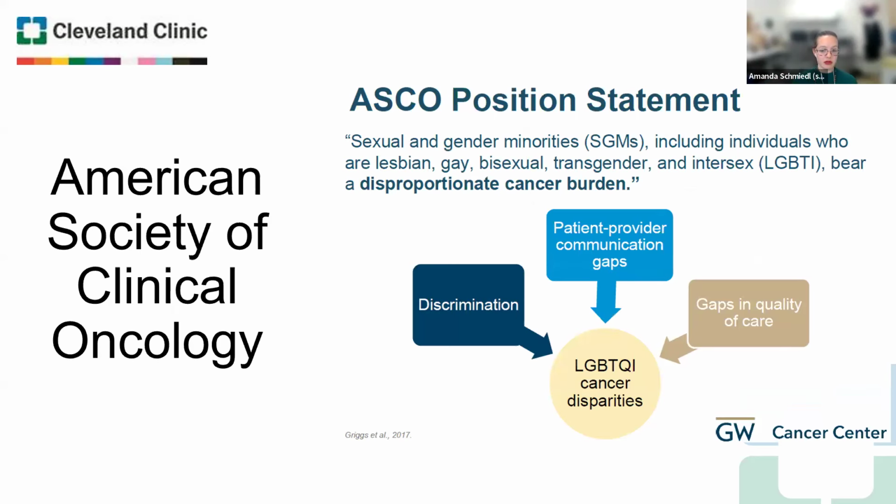So the American Society of Clinical Oncology, which is a very prominent society within the hematology oncology field, has identified that sexual and gender minorities, including individuals who are lesbian, gay, bisexual, transgender, and intersex, bear a disproportionate cancer burden due to multiple factors, including discrimination, patient-provider communication gaps, and gaps in quality of care. And so we have been able to identify this, and now we are working hard to reduce this burden.